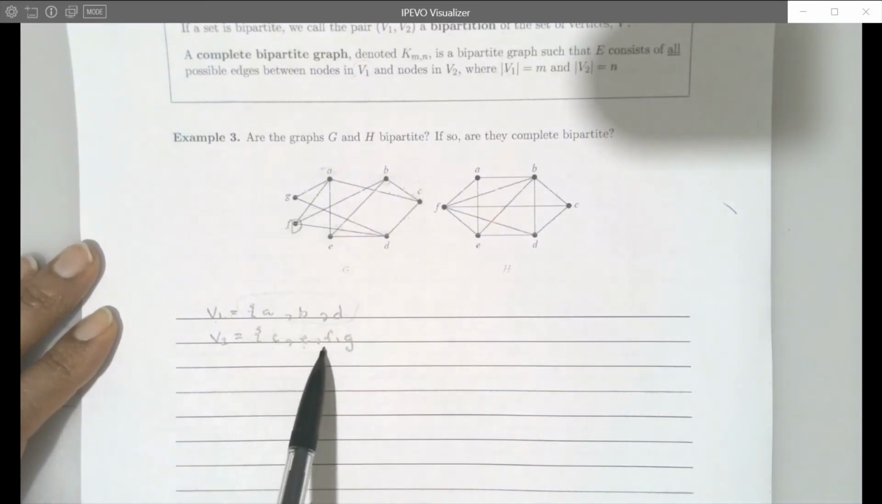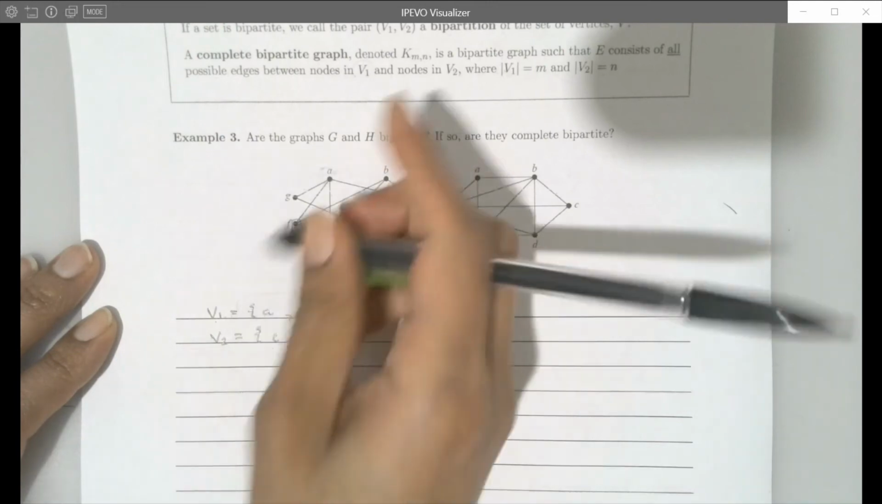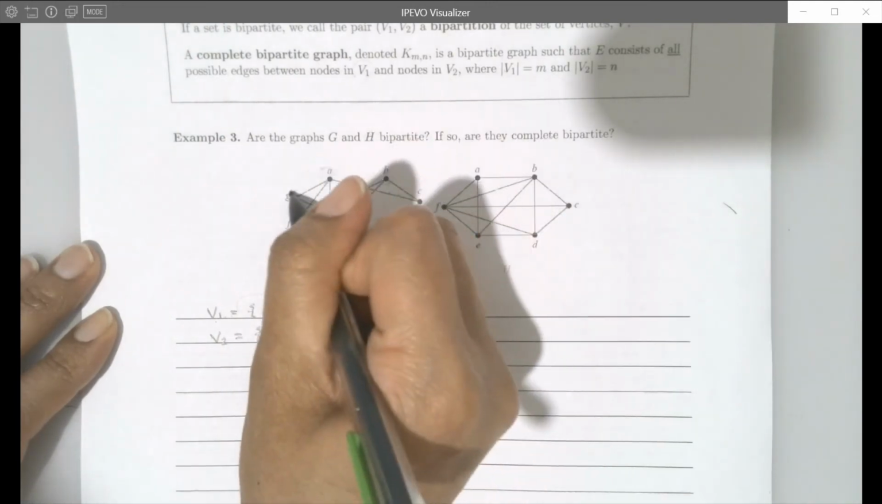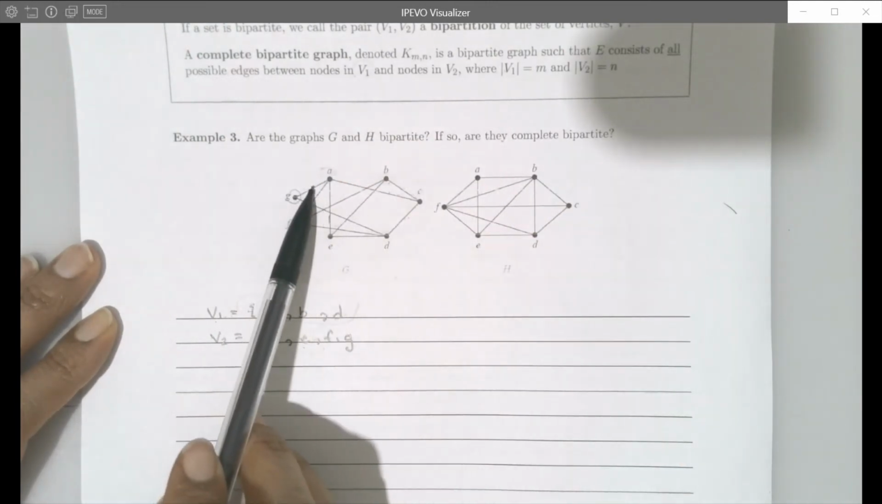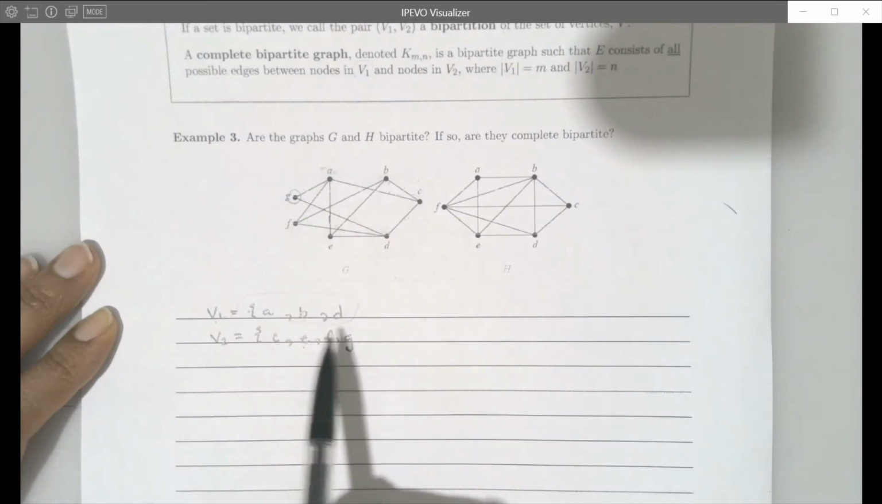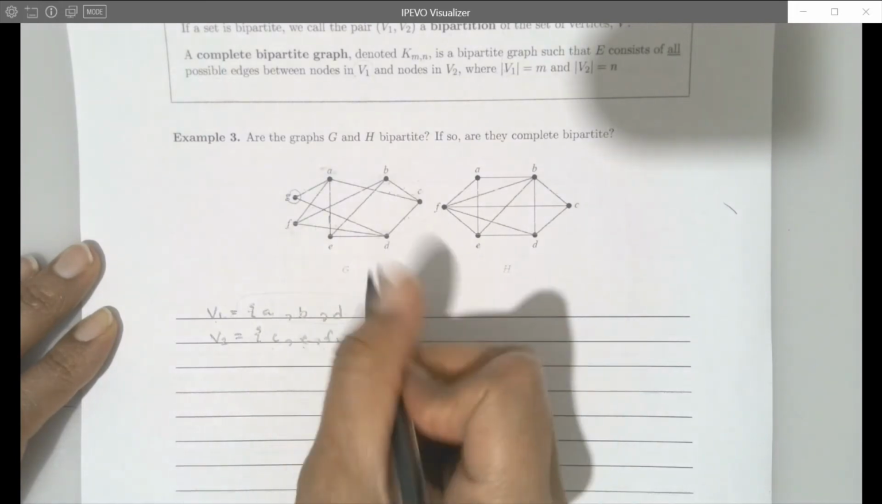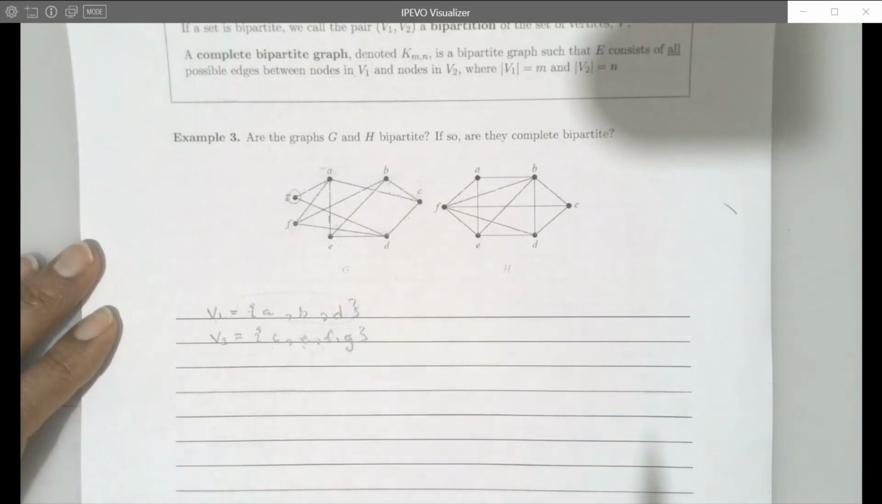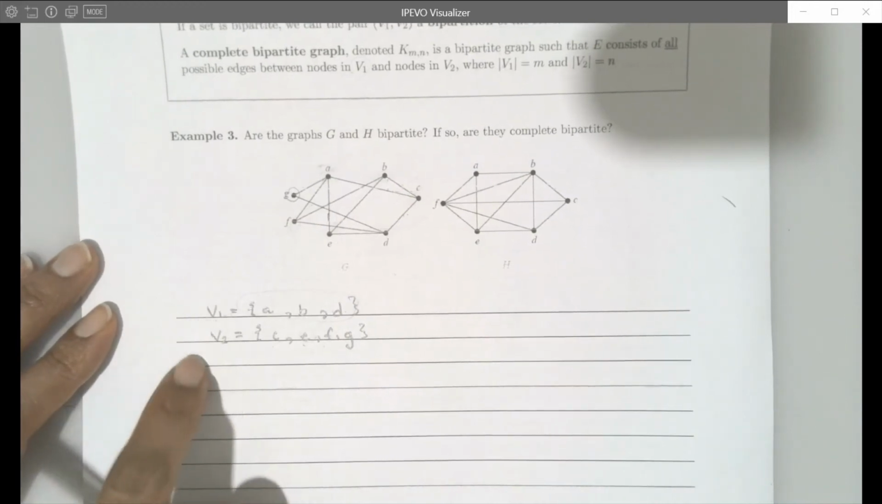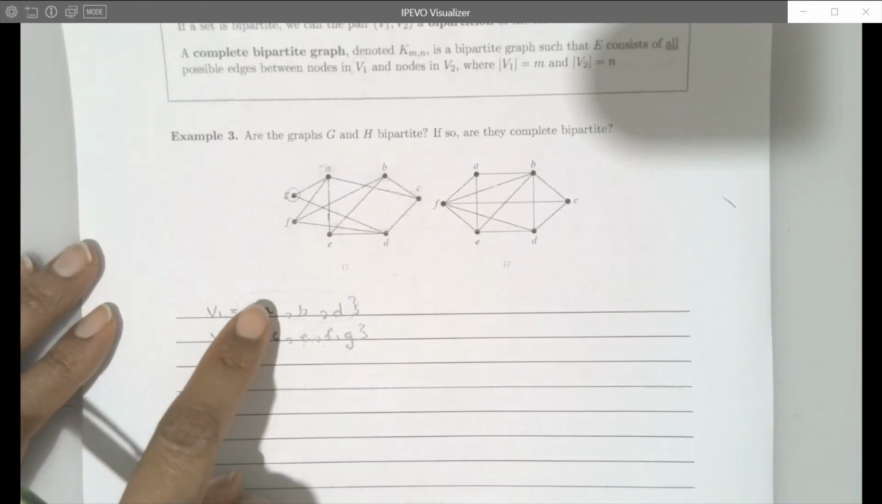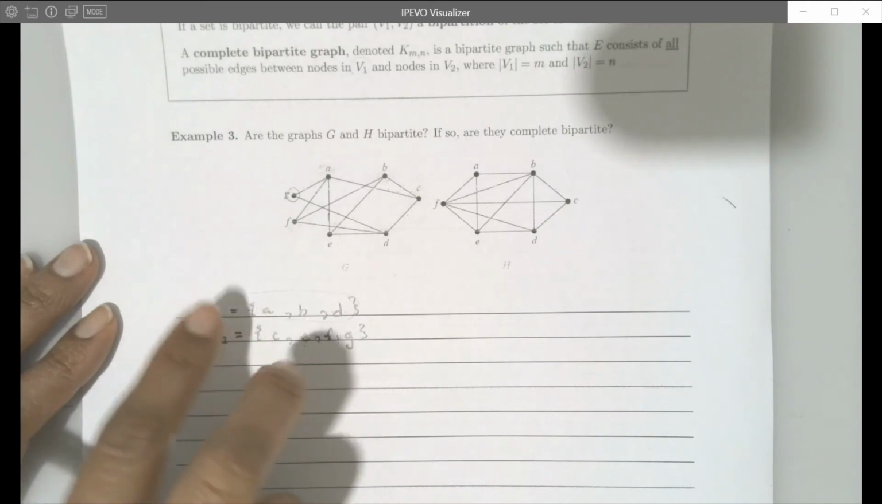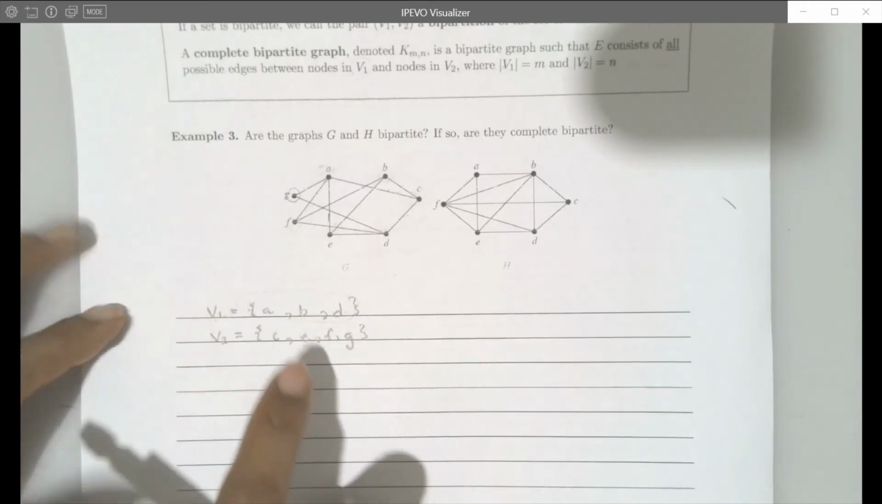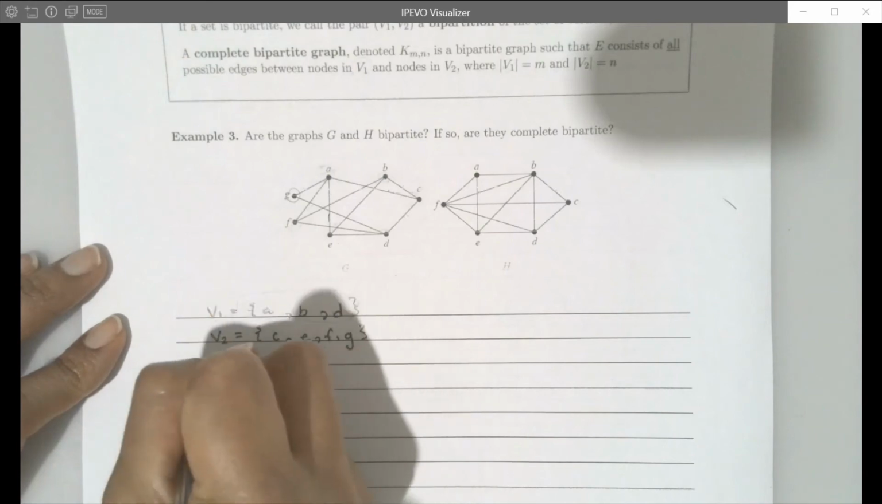F has connections to A, B, and D. Okay, here's F. A, B, and D are in a different set, so that looks good. And finally, G is connected to A and D, so that means that G and A and D have to be in a different set, which is consistent. So because we are able to partition the set of vertices into these 2 sets, such that the edges are only between nodes of different sets, then this is bipartite.